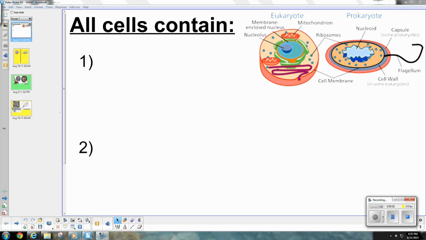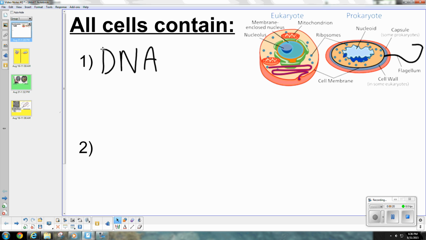In this second video of our unit about cells, we're going to be learning about what all cells have in common and then how we can separate them into two categories. So let's begin by looking at what they all have in common. There are two specific things. One of them is all cells contain DNA.